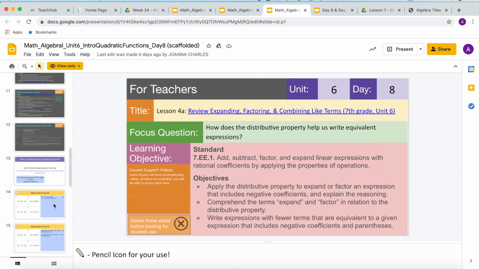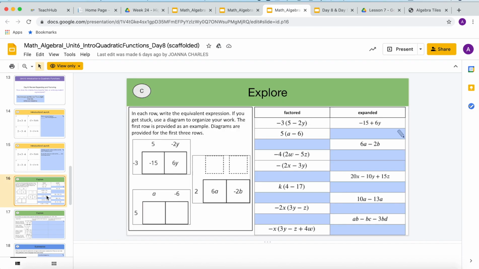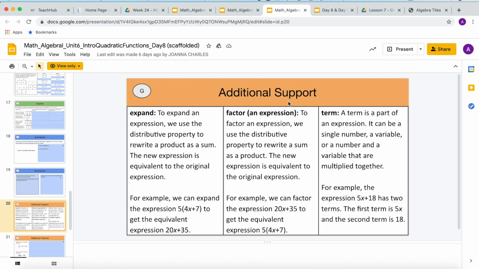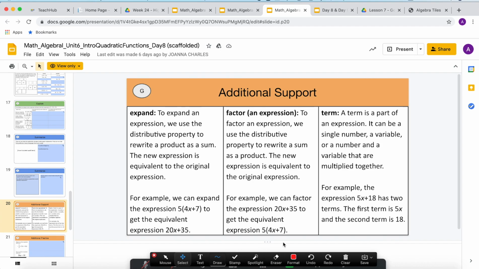And so, what I'm going to talk about for this video is this part of the Explore, utilizing area models to factor and expand expressions. Before we jump into that, though, I do want to point to slide 20, which gives you some really great additional support around the definitions of expand and factor. I like to think of expanding as multiplying, and factoring as kind of dividing. Factoring is like undoing an expansion, a distribution.